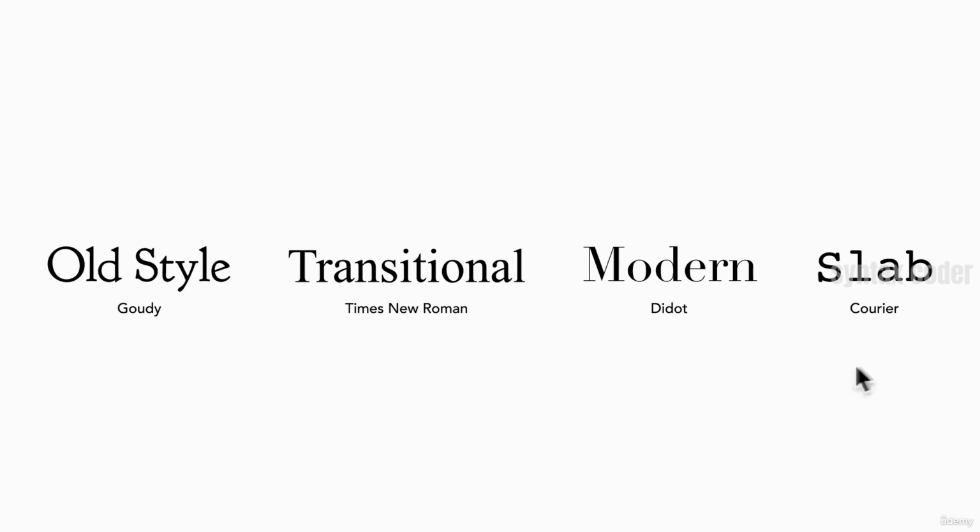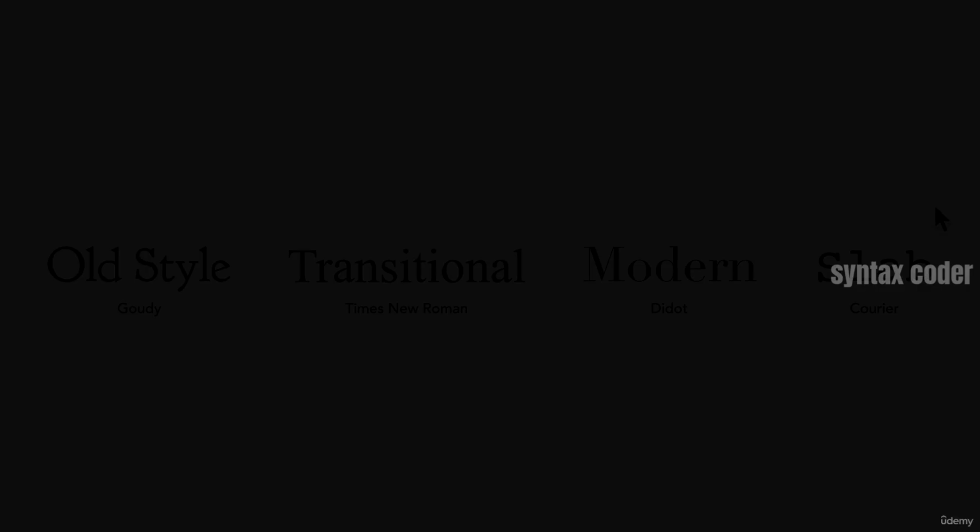And lastly, we have slab serif. Slab serifs have little to no contrast between thick and thin lines. You'll also notice that at the end, their serifs are much more rectangular or boxy. Typefaces in this category include Archer. We're using Courier over here. And that's going to be it for serif typefaces.